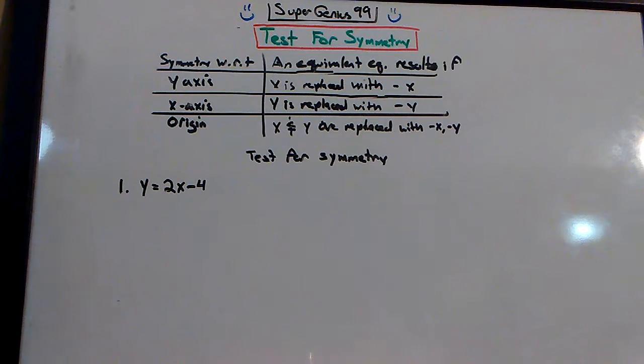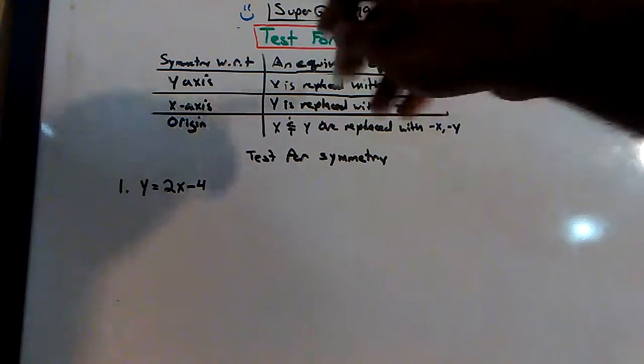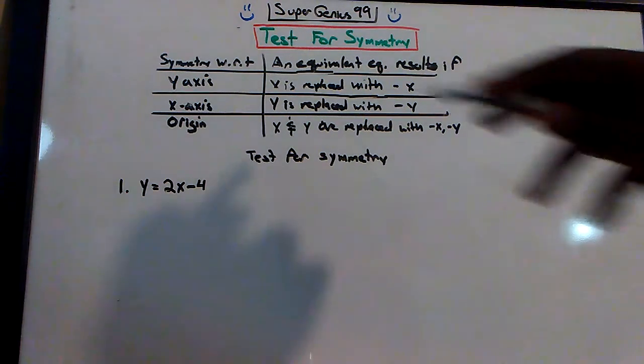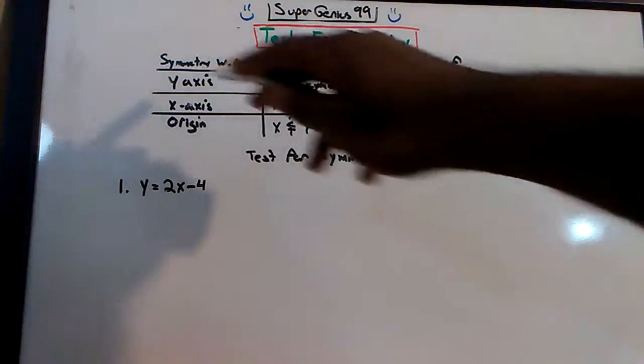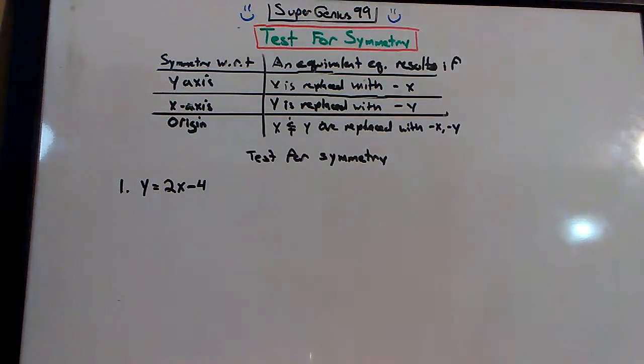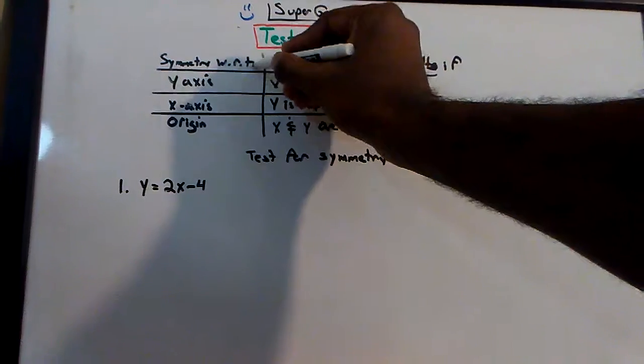Today we're going to be talking about tests for symmetry. So we got a little board up here. So symmetry, here's the symmetry and then here's the test. Okay, so symmetry, WRT means with respect to.